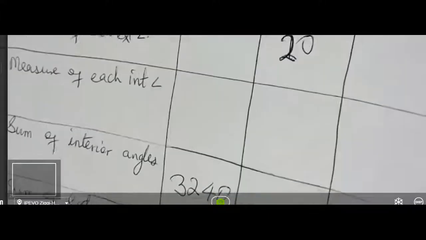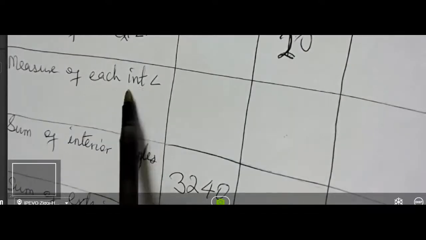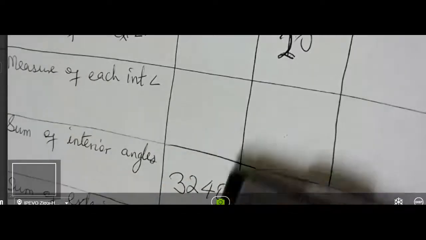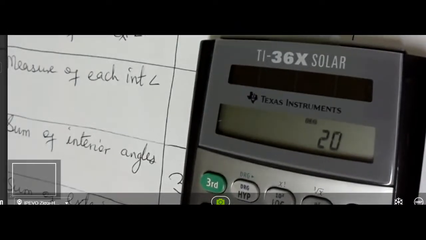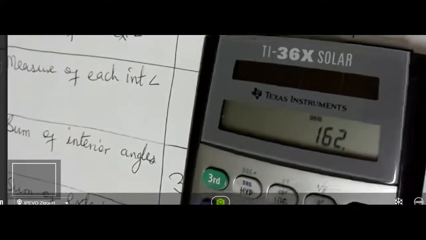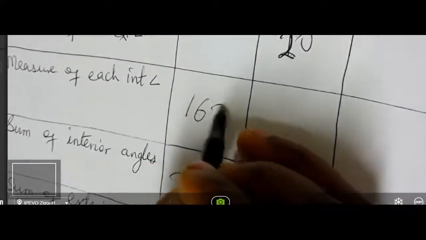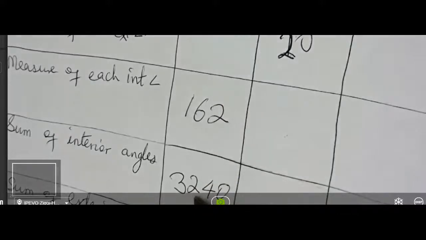3240. Okay, so how much would each interior angle be? There will be 20 of them. If there will be 20 of them and they add up to be 3240, what do you think will happen? We are going to divide by 20 to find how many degrees each angle is. Each is going to be 162, because the 20 of them will share this equally.